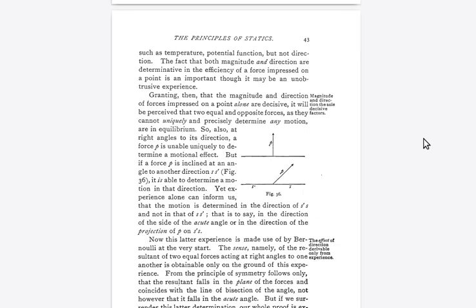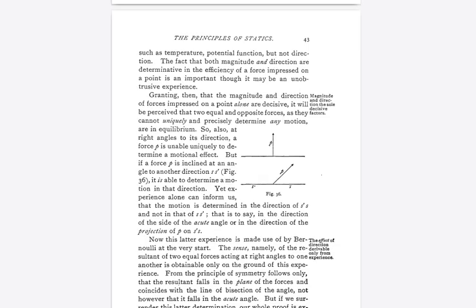So also, at right angles to its direction, a force P is unable uniquely to determine a motional effect. But if a force P is inclined at an angle to another direction SS prime, as in figure 36, it is able to determine a motion in that direction. Yet experience alone can inform us that the motion is determined in the direction of S prime and not in that of S. That is to say, in the direction of the side of the acute angle or in the direction of the projection of P on S prime.